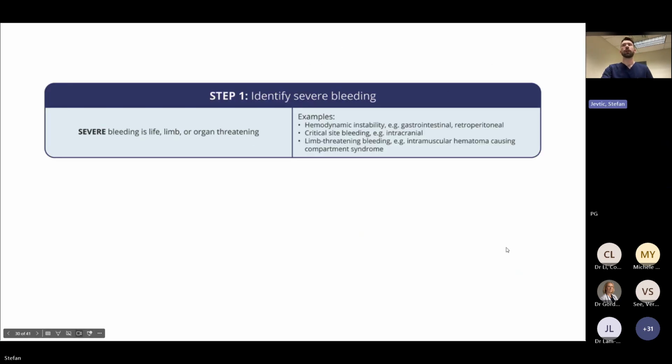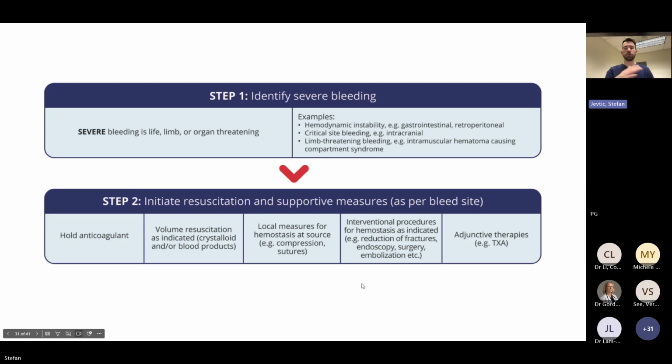So this first step, whenever we have a patient who has bleeding on anticoagulation, is it severe? So particularly hemodynamic instability, a critical site of bleeding, so intracranial, like in this patient, or a limb-threatening bleed. And once we've identified that, we do our basic supportive care measures. So we hold the anticoagulant, resuscitate, and always remember to consider adjunctive therapies like TXA or tranexamic acid, particularly in non-GI related bleeding.